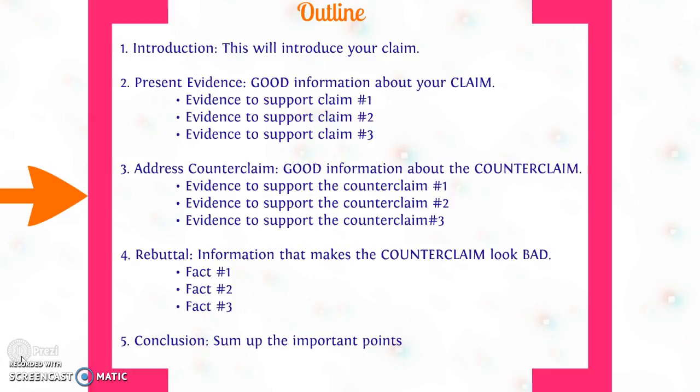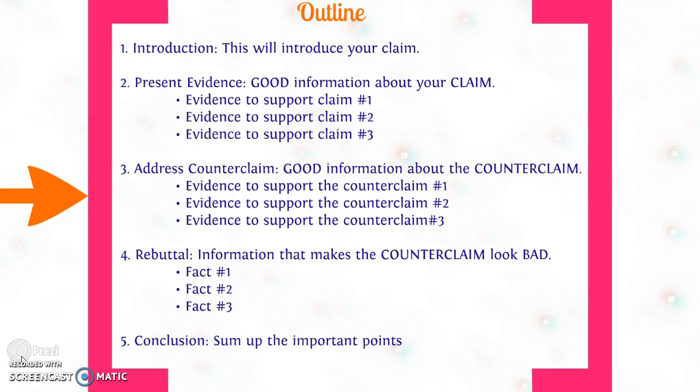In your 4th paragraph, it will be your rebuttal. This will be your final punch. You want to include information that makes the counterclaim look bad. I would suggest to find 3 facts that go against the 3 pieces of evidence that you stated in your counterclaim. Your 5th paragraph is your conclusion.